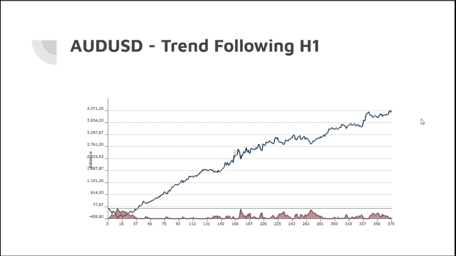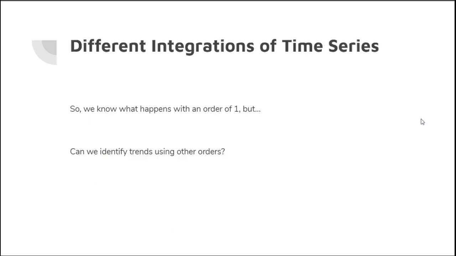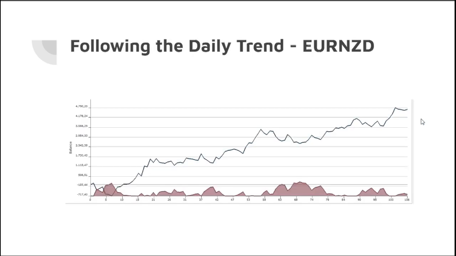Alright, so you can do the same with AUD USD with a trend following strategy in the time frame of 1 hour. And we can try different integrations of time series. Okay, I tried an order of 1, but can we identify trends using other orders? In this case, following the daily trend with an order of 5. As you can see, we don't have a big number of trades here. In this case, we have a bit more than 100, but this doesn't mean anything.